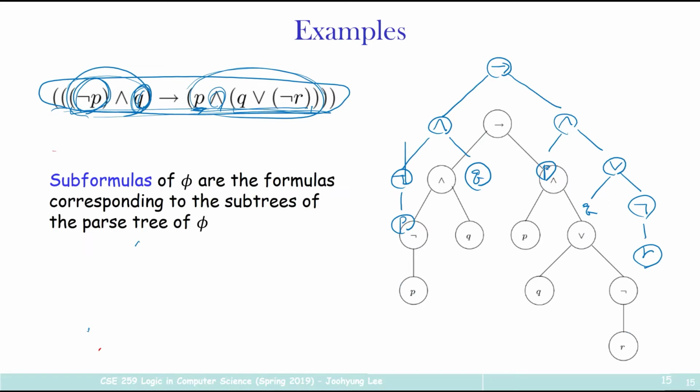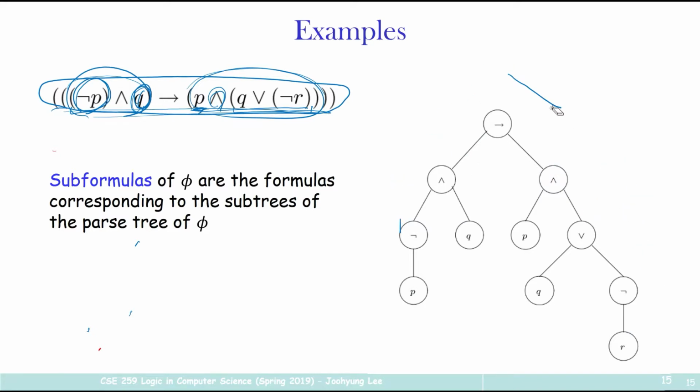Actually, this is overlaid, so let me erase what I wrote so you can easily see. This is the same tree that I drew. Now, the definition of a subformula. What is a subformula? These are the formulas that are contained in another formula. The definition here is: the subformulas of phi are the formulas corresponding to the subtrees of the parse tree of phi.